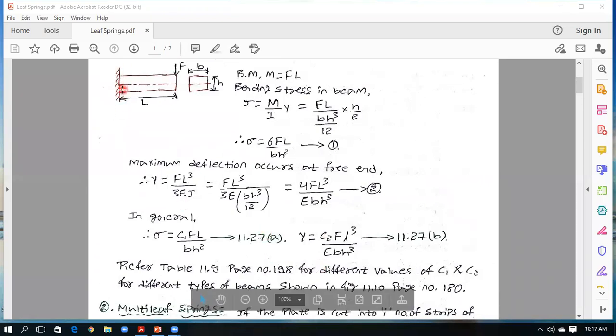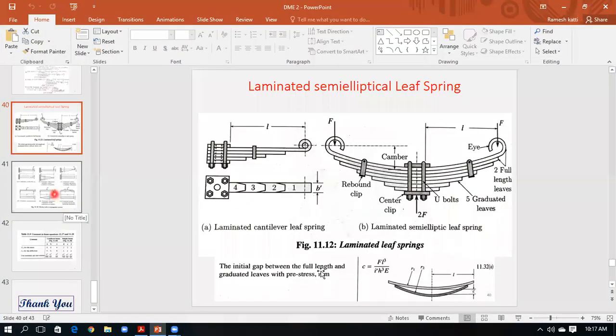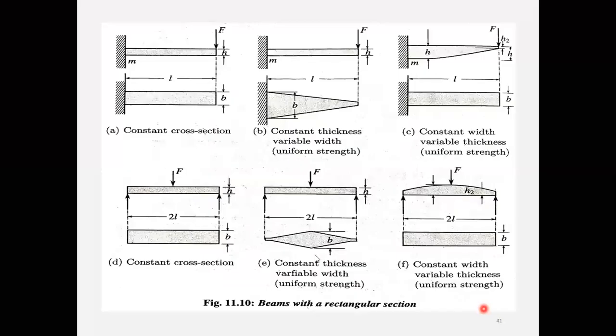This cantilever is one condition. After that, simply supported beam is there. I will show those conditions. Yes, here you can see that this is figure 11.10, beams with a rectangular cross section. This is the first condition which I have shown, that is cantilever beam. And here one more beam is there where it is having constant cross section.